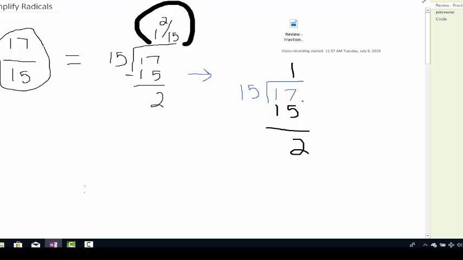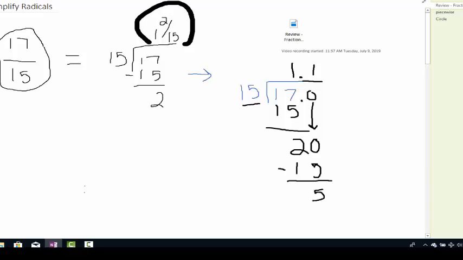But now we change the 17 to 17.0. Because we have a remainder, we're going to continue this on. And we bring that decimal point up here as well. So we bring the 0 down, and we have 20. So we say, how many times does 15 go into 20? And again, the answer is 1. This time, though, when we multiply 1 times 15 and we subtract, we have a remainder of 5.